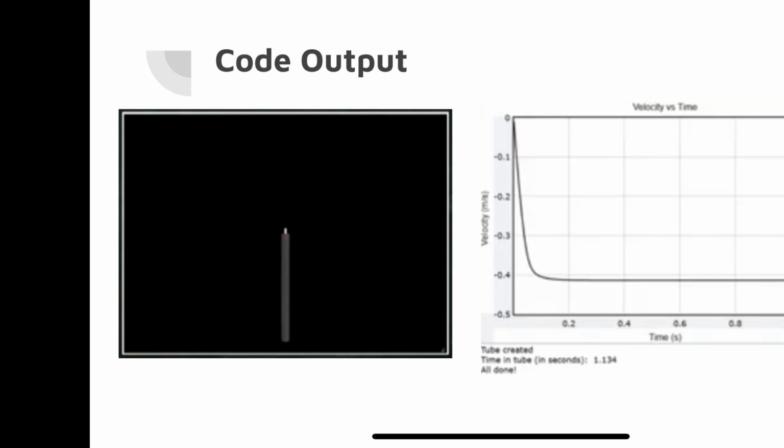This is our model. It's just a tube with a magnet. That white thing up there is the magnet. And then here's our graph, which I've already shown, displaying the velocity of the magnet over time.